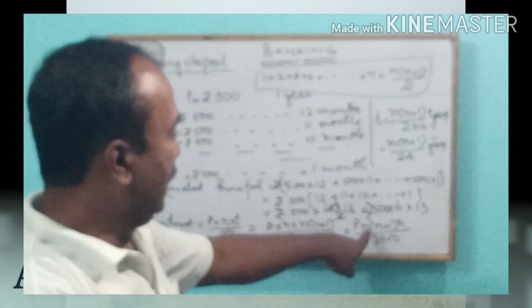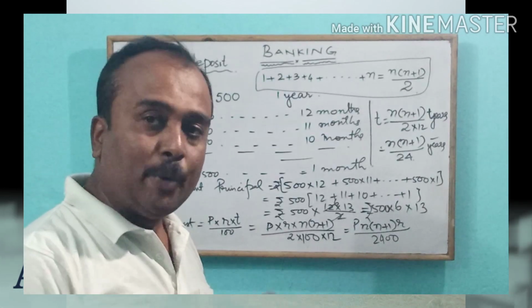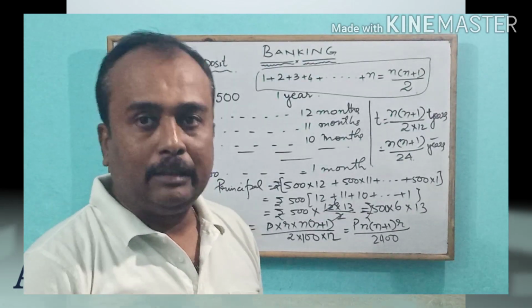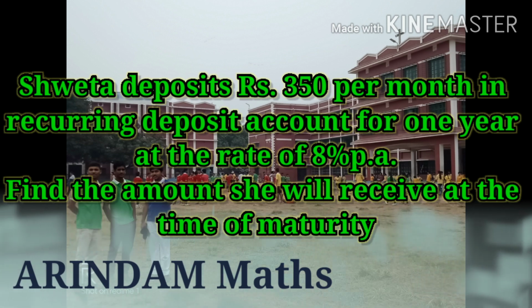Okay, so what is n here? N is the number of installments I am going to pay. R is the rate of interest that will be given by the bank, and P is the per month installment, how much you are paying per month. So this is the formula for interest of a recurring deposit account. Now we shall understand the formula with the help of a problem. Sweta deposits rupees 350 per month in a recurring deposit account for 1 year at the rate of 8% per annum. Find the amount she will receive at the time of maturity.